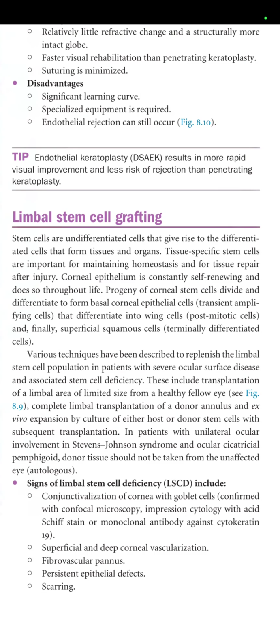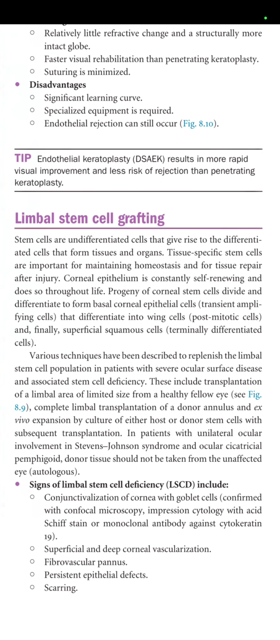Various techniques have been described to replenish the limbal stem cell population in patients with severe ocular disease and associated stem cell deficiency. These include transplantation of the limbal area of a limited site from the healthy fellow eye, complete limbal transplantation of a donor annulus, and ex vivo expansion by culture of either host or donor stem cells with subsequent transplantation. So multiple methods are used for limbal stem cells.